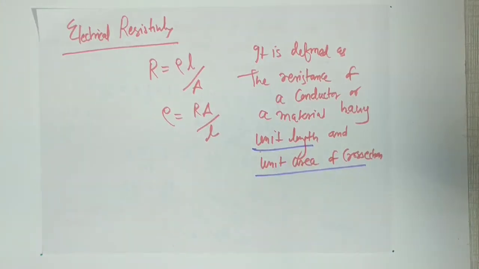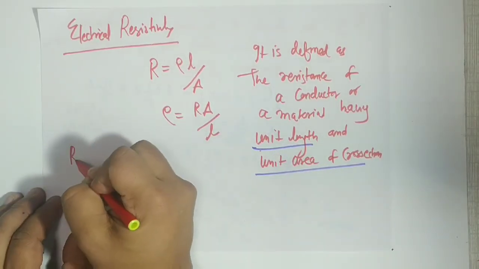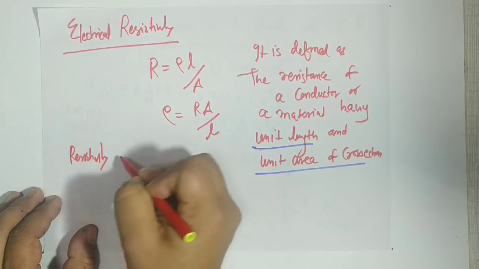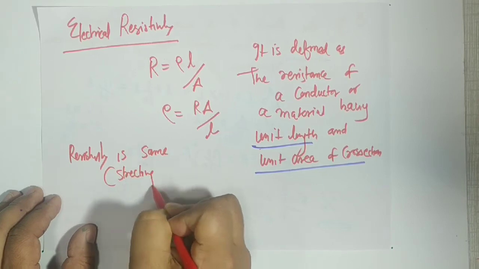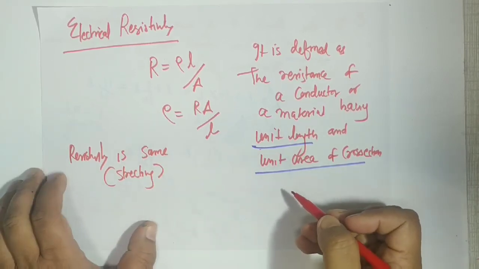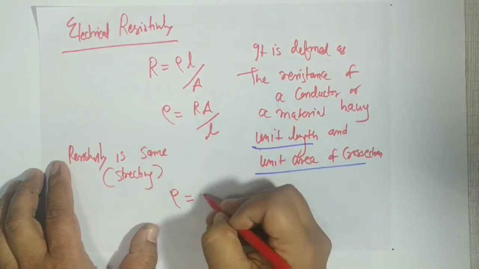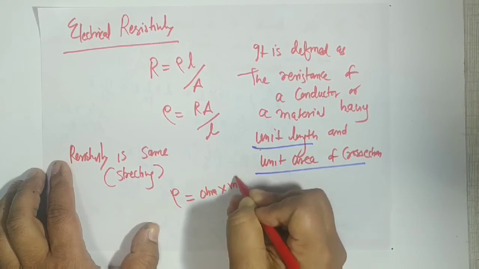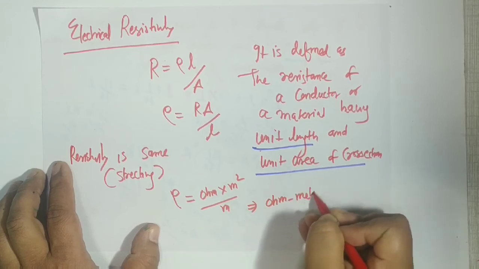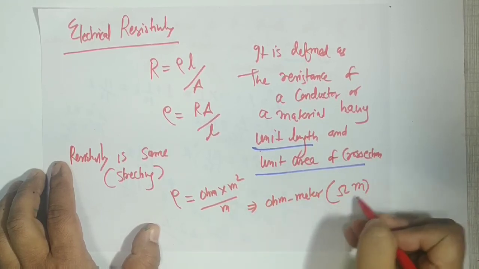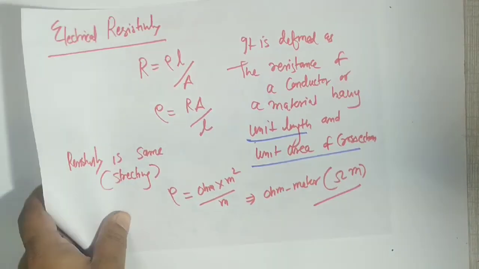But the main thing is that resistivity remains the same in stretching. When you stretch a wire, you know that the resistance changes but resistivity is the same. So rho is RA by L. If I put the units, R is ohm, area is meter square, divided by meter. So certainly this is ohm meter. This is how we define the SI unit of resistivity, ohm meter.